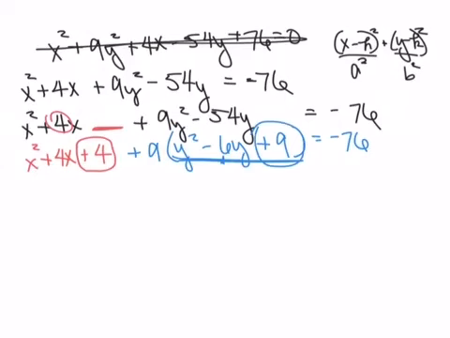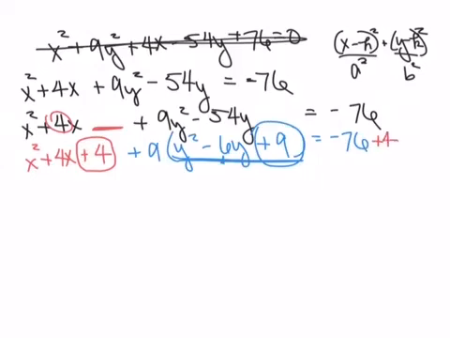Alright, so we've got 9. Okay, so remember what we did with circles. If we did something to one side, we also had to do it to the other. So we added a 4 to this side. We just added a 4, so we also have to add a 4 over here.